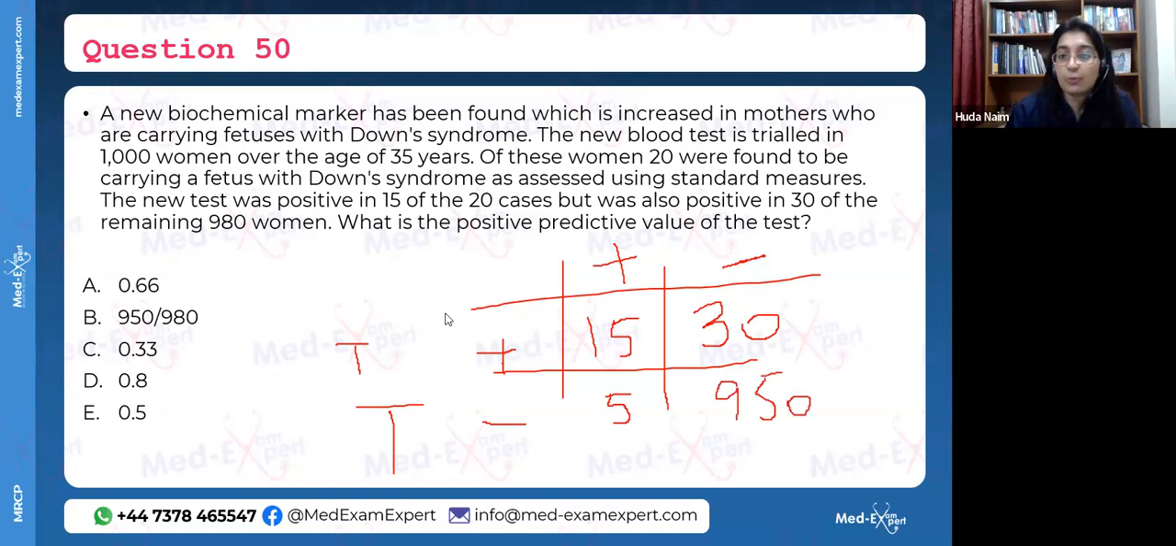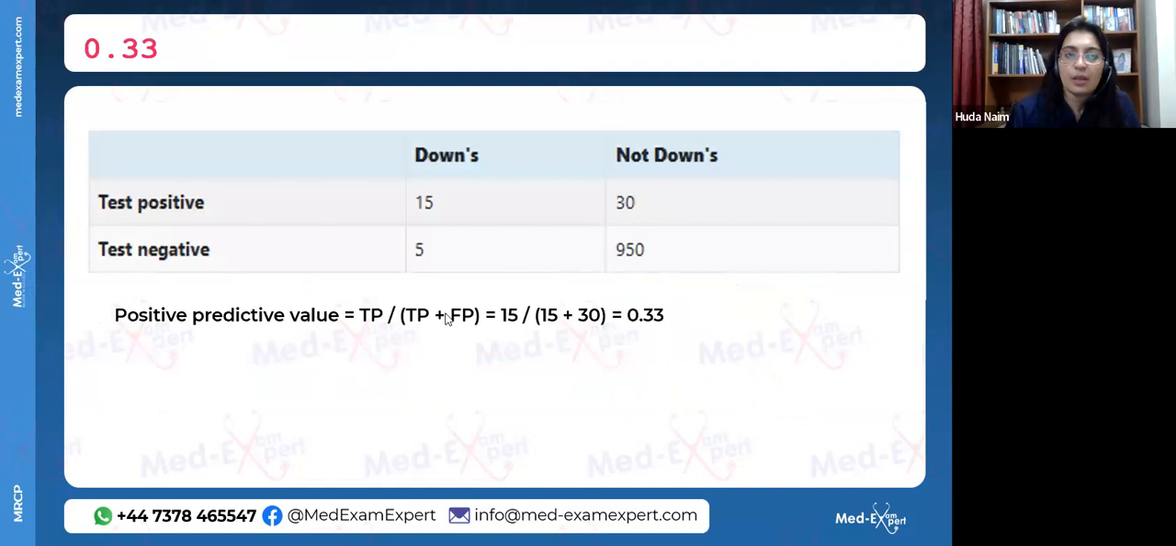So now you put in your formula of true positive divided by true positive plus false positive. So what is your correct answer? This is your true positive, this is your false positive. So Dr. Chaudhary, you're correct. It's 15 divided by 45, so it would be 0.3. You had 15 true positives, and the false positives were 30, who just tested positive on the test, but they were not actually Down syndrome.